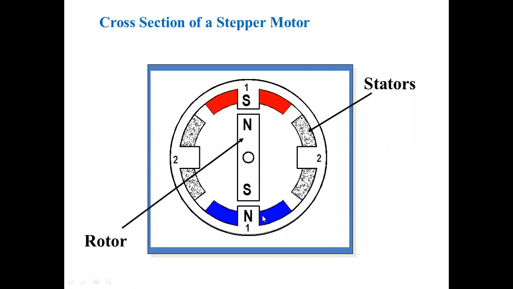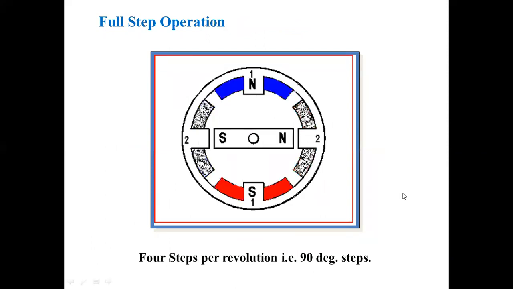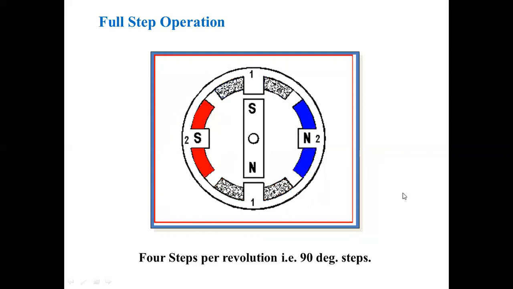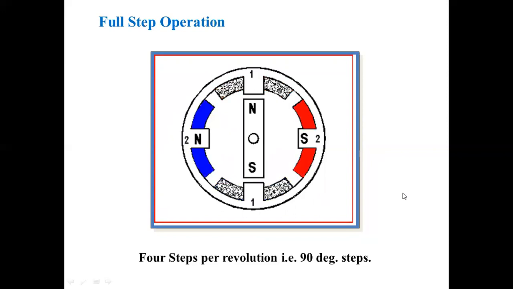Next, if you want to rotate clockwise, then 2 and 2 dash, sorry, you consider it as 2, 2 dash. For rotation in a clockwise manner, the sequence of switching is given like this. Next, we have three modes of operation actually. How many modes of operation do we have for a variable reluctance or a permanent magnet type of stepper motor? There are three types.